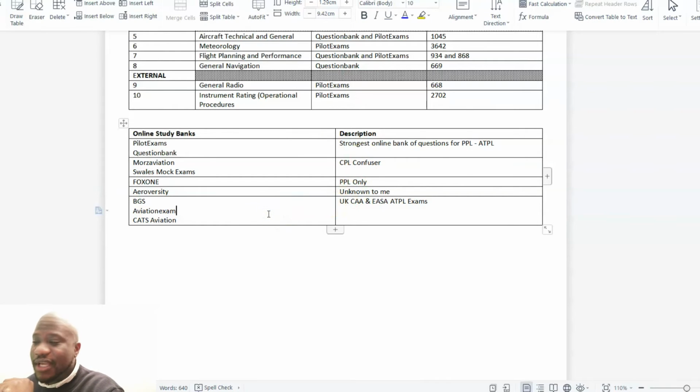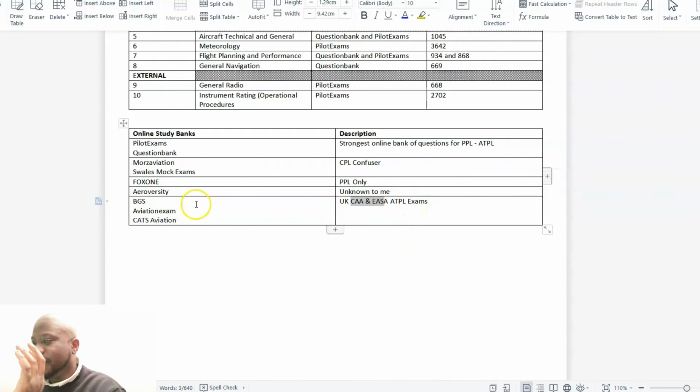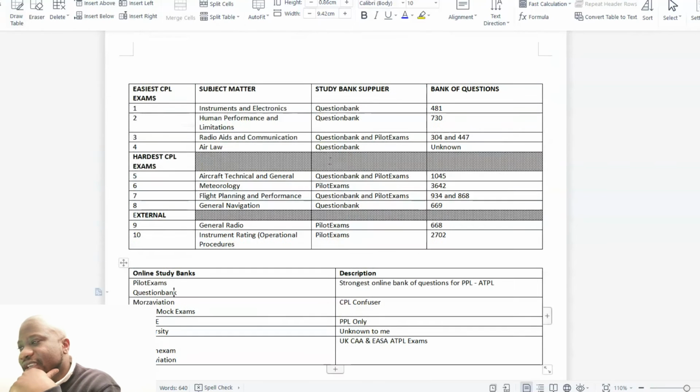And then lastly, we have BGS, Bristol Ground School, Aviation Exam, and CATS Aviation. These 3 are all for UKCA and IASA ATPL exams. Now, the SACAA exams do draw some knowledge from the UKCA and IASA exam set, so they are useful in that sense. But there is a misalignment between if you use these ones versus, in my opinion, if you used Question Bank or Pilot Exams.